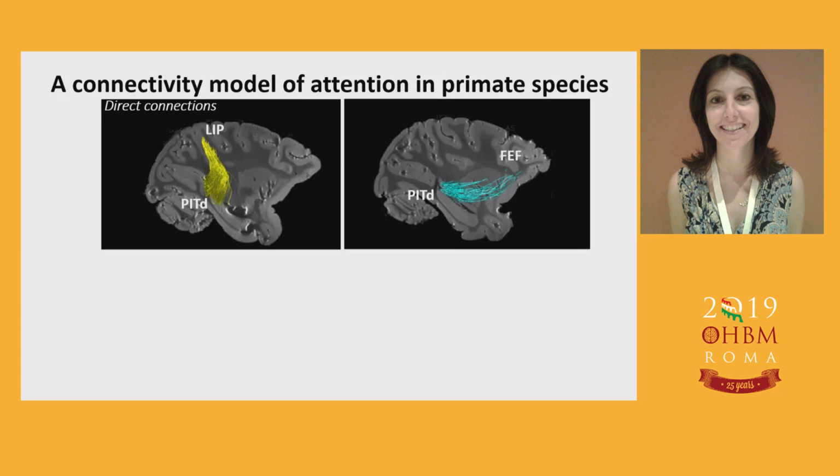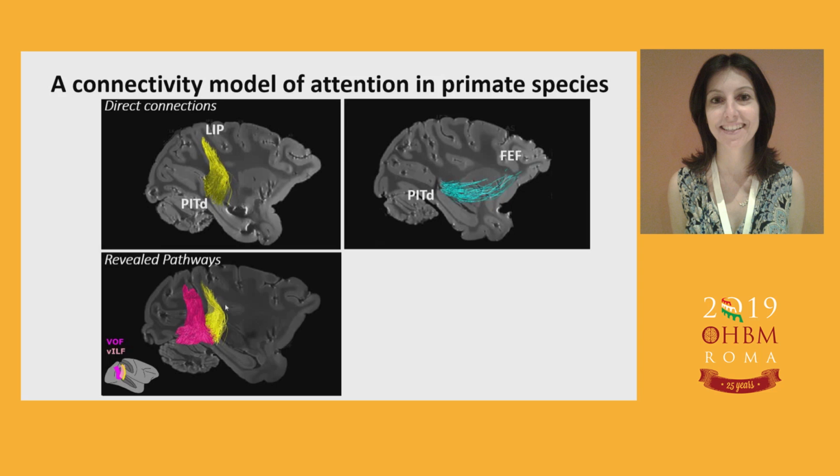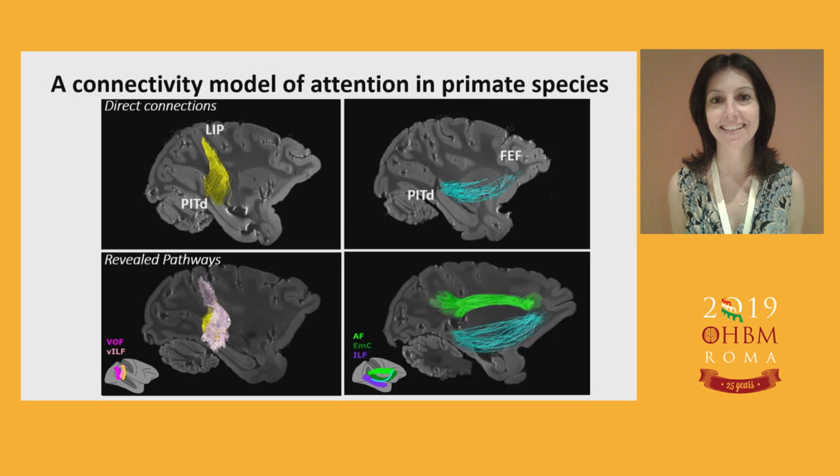Here is the macro-scale evidence for direct connection between PITd and LIP here in yellow, and PITd and frontal eye field here in cyan in macaque monkeys. We found the core of the tract in the very same position in different subjects and hemispheres, for a total of 8 hemispheres. When we tested alternative hypotheses about the pathway that connection would take, we found that this posterior vertical connection was not running through the vertical occipital fasciculus, but rather more anteriorly through the VILF, and the temporal-frontal connection was not running through the arcuate fasciculus, but rather more ventrally, first through the ILF and then through the extreme capsule.